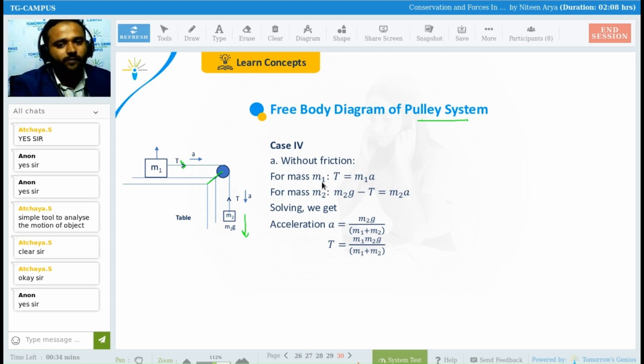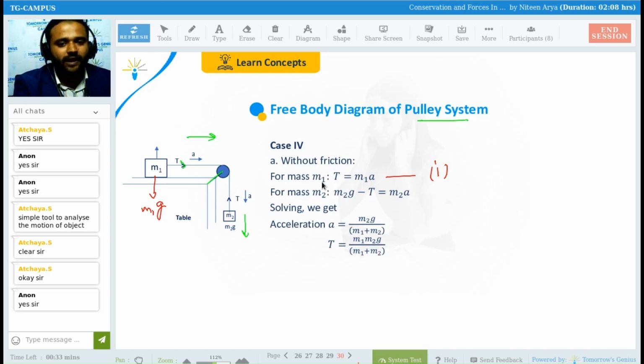Without friction, for mass M1, M1 is having only tension T, which equals M1A, because it is sliding towards this side. Obviously we have M1G also, but we are not taking care of this right now, because it is in the vertical direction. In the horizontal direction, the tension force equals M1A only. So this is your equation number 1.